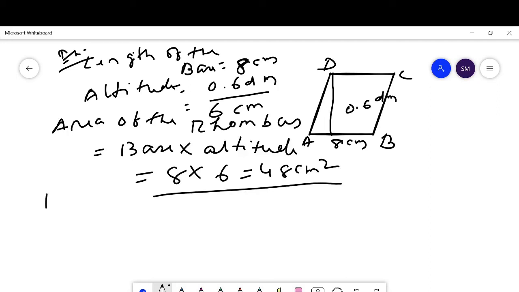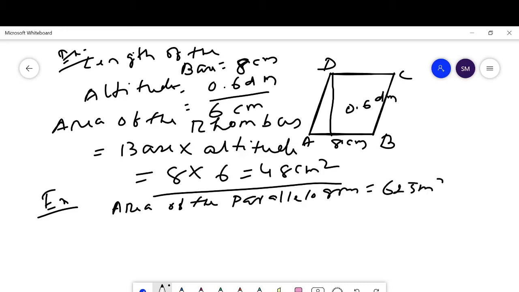Okay, then another question. Here the question says the area of a parallelogram is 625 meter square. Find the length of the sides of the parallelogram if the altitudes corresponding to the sides are 20 meter and 25 meter. Here, at first try to understand the question. Area of the parallelogram is given, which is equal to 625 meter square.